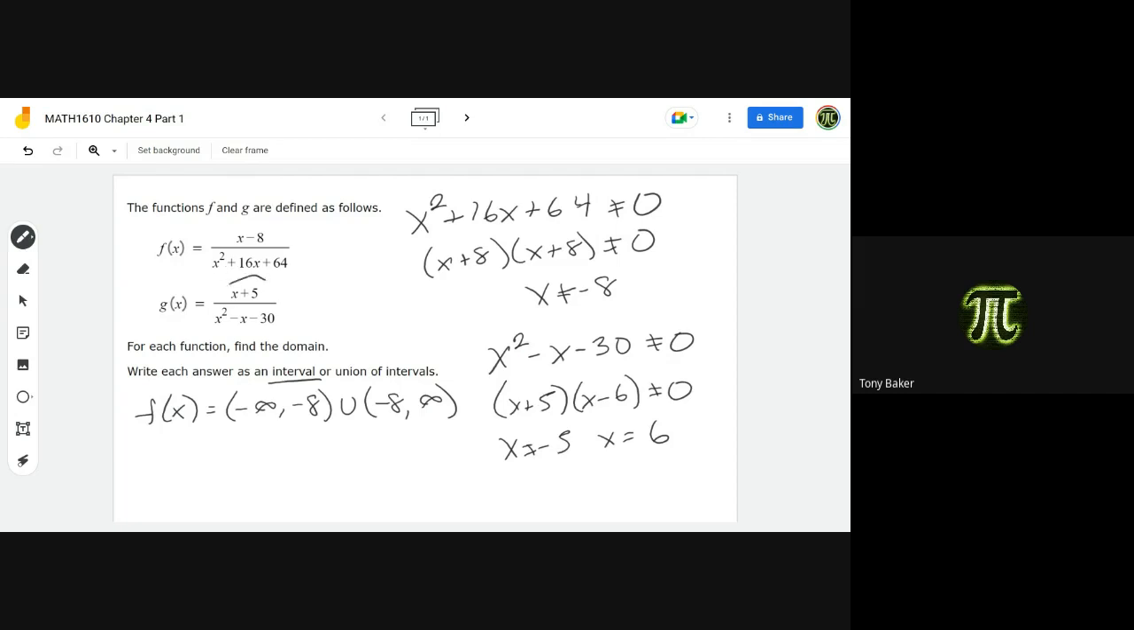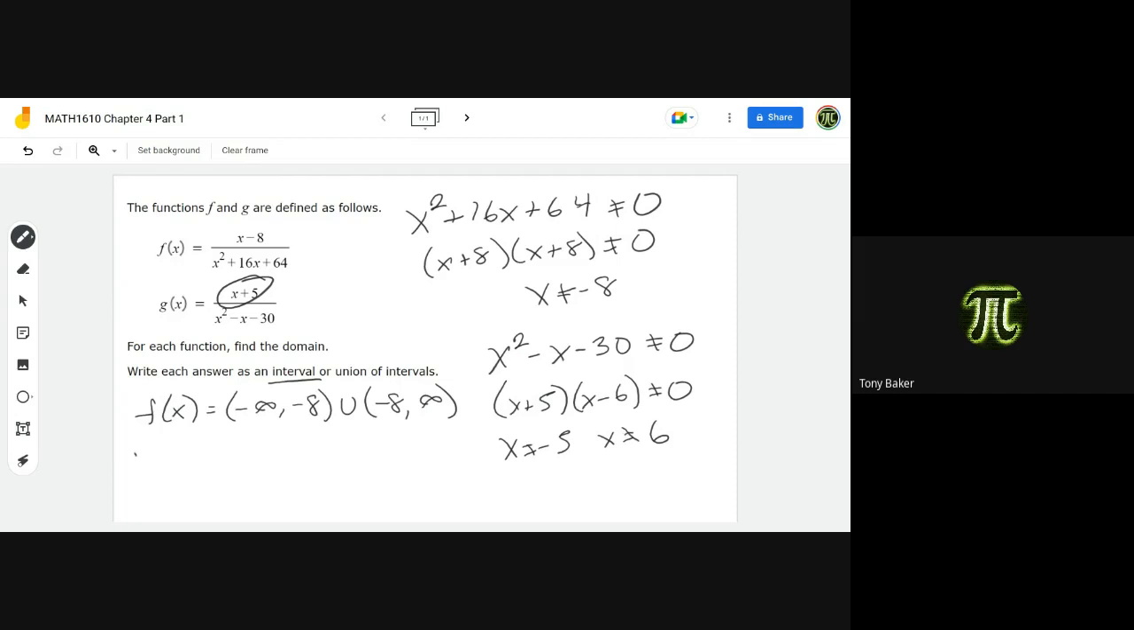Does it matter that the x plus 5 is already on the top there? Does that change my domain at all? No. It will change what the graph looks like. At x equals negative 5, there will be a hole in the graph, not an asymptote. At x equals 6, there'd be an asymptote. So it will change how the problem looks, but it does not change my domain. Negative 5 still does not work in it, even though it is in the numerator.